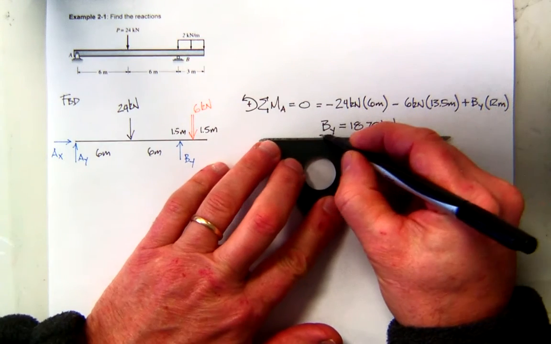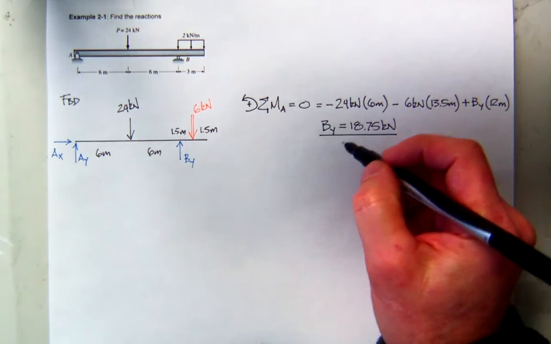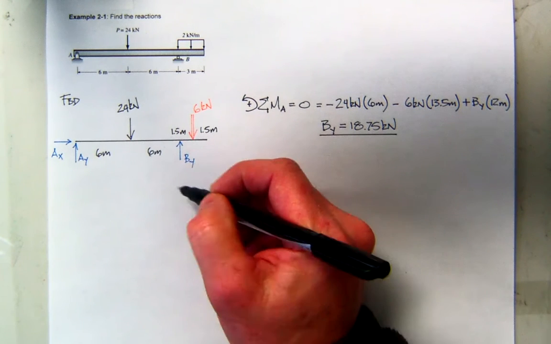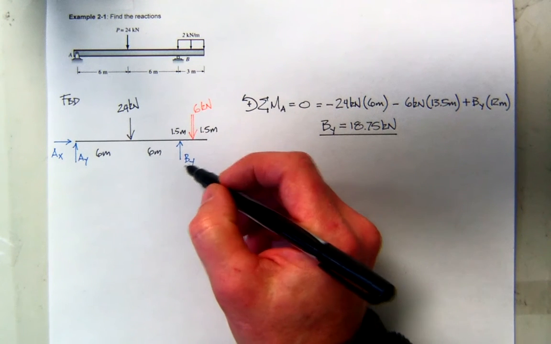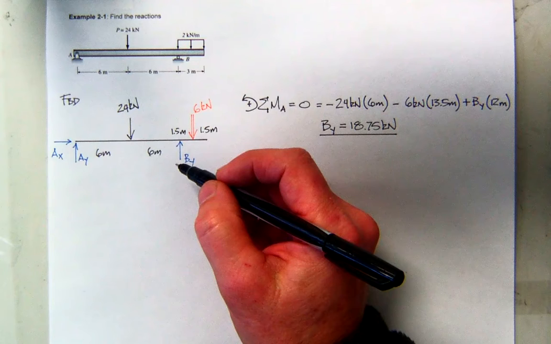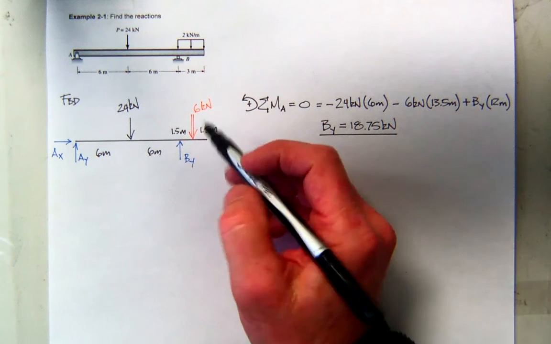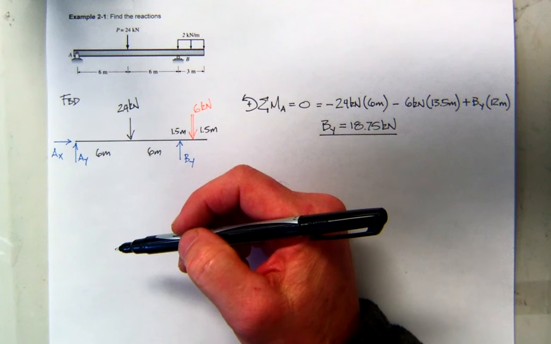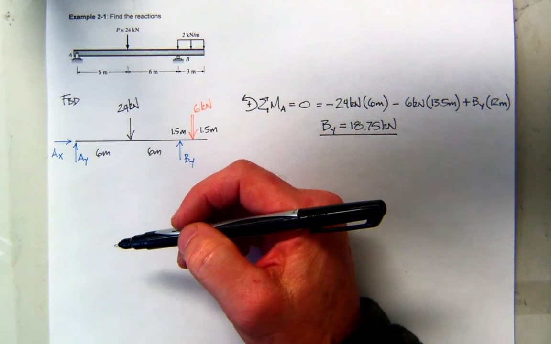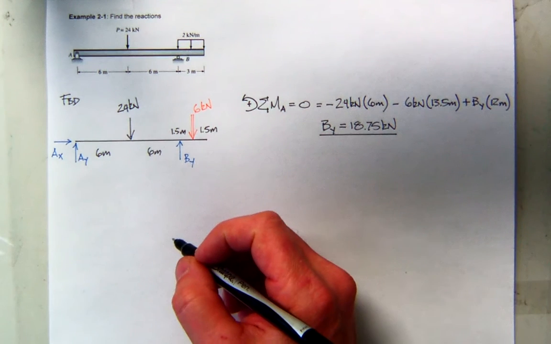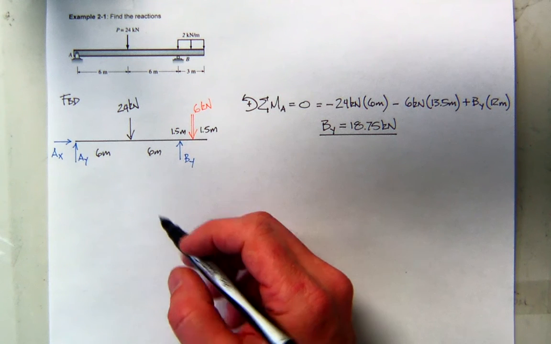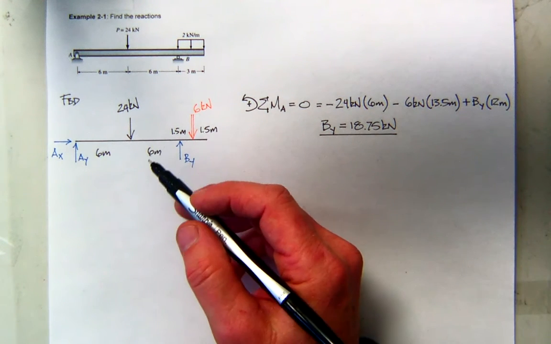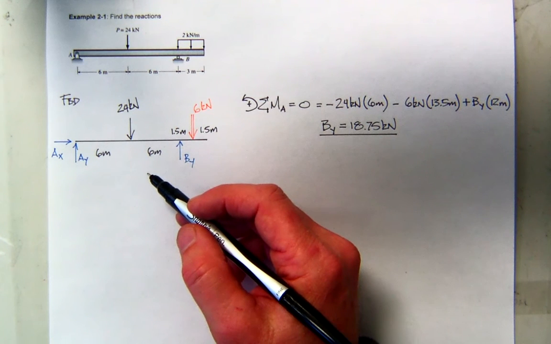Okay, now I suggest that you look at this and you decide, does that make sense to you? I got a positive answer, which means I assumed the right direction for BY. Does it make sense that BY is up? And I say, yeah, all your forces are down. Probably both your reactions in this case are going to be up. That seems reasonable. It's not a clear check, but at least it gives you some insight. And later in the course, whether this is positive or negative and how the structure behaves will give you some feedback that you're going in the right direction.